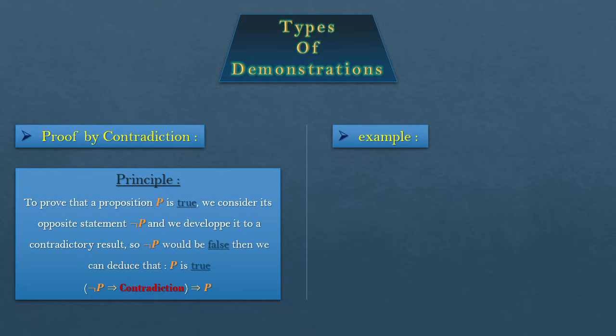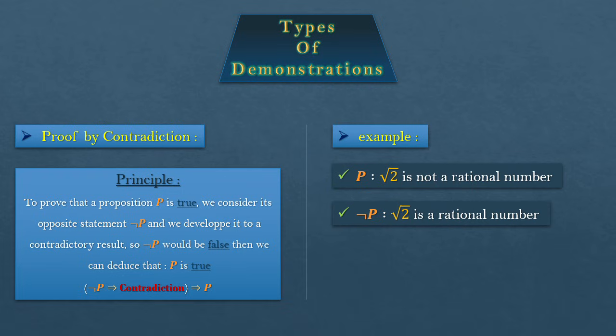And a well-known example of this kind of proof is when it comes to prove the statement P such that the square root of the number 2 is irrational. So for this, we assume the statement not P according to which the square root of the number 2 would be a rational number, and we develop it to a contradiction. And we have seen how to develop this statement to an absurd result in one of the videos that we have previously published on this channel. So we would have proved that not P is false, which implies that our statement P is true. We will now move on to the fourth kind of demonstration.